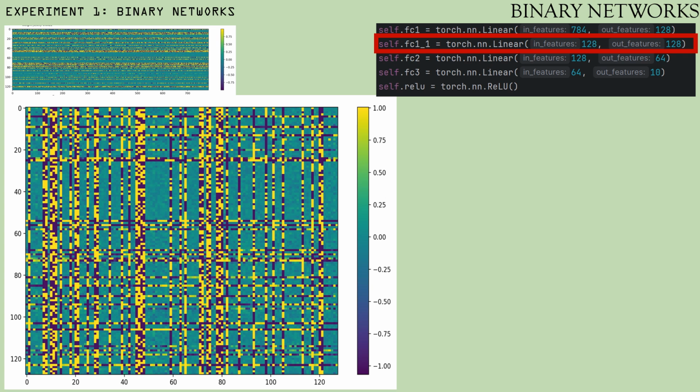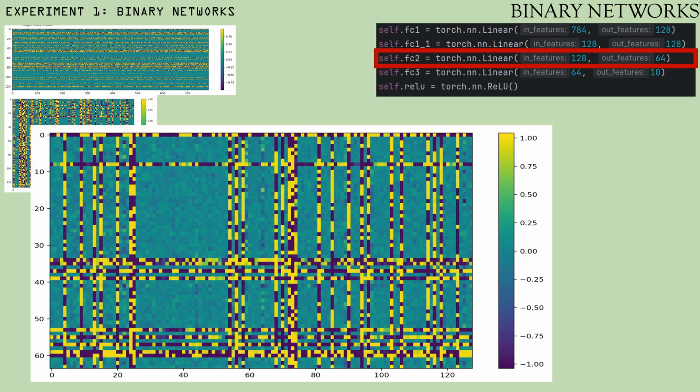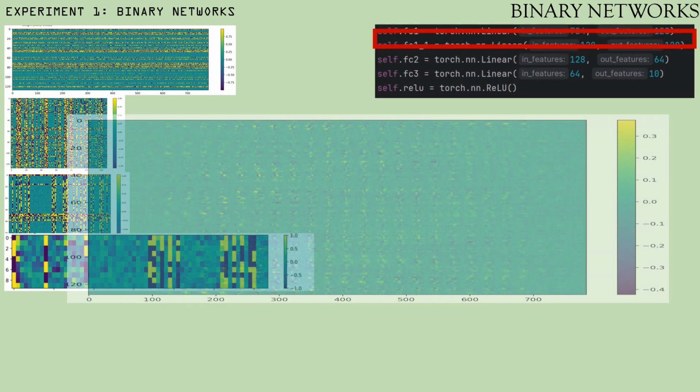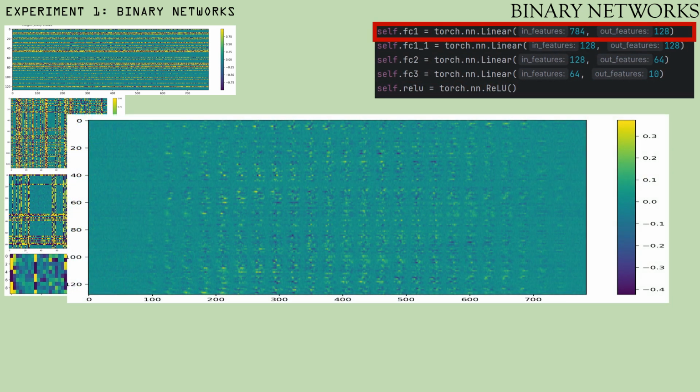This is the weight matrix of the first layer in the hidden layers. It's 128 by 128. This is the weight matrix of the second layer in the hidden layers. It's 128 by 64. This is the output weight matrix. It's 64 by 10, because the 10 neurons stand for the 10 digits.